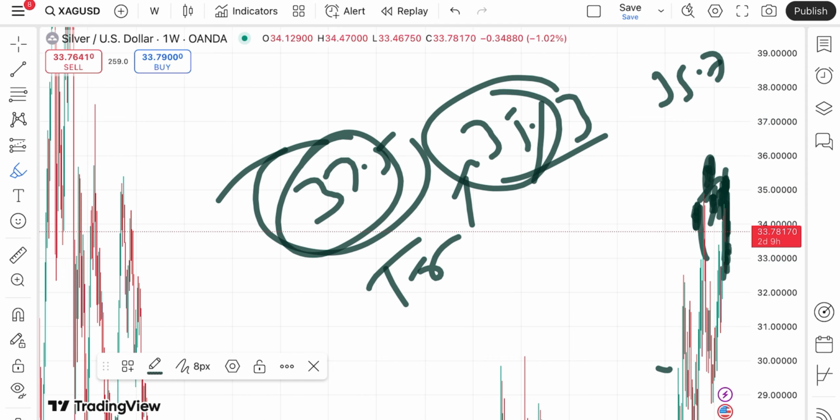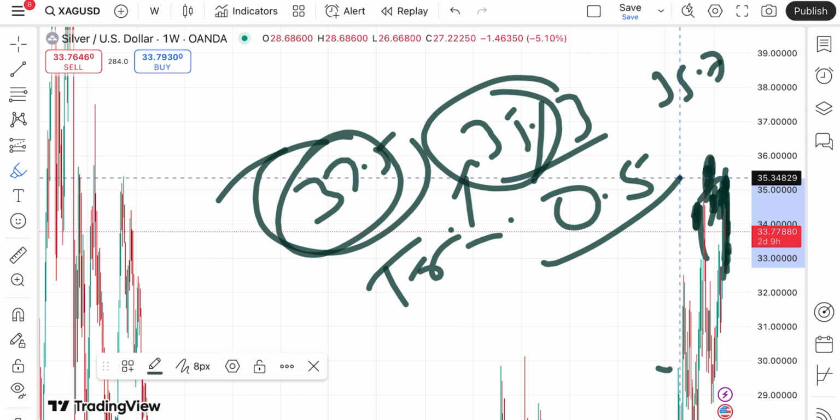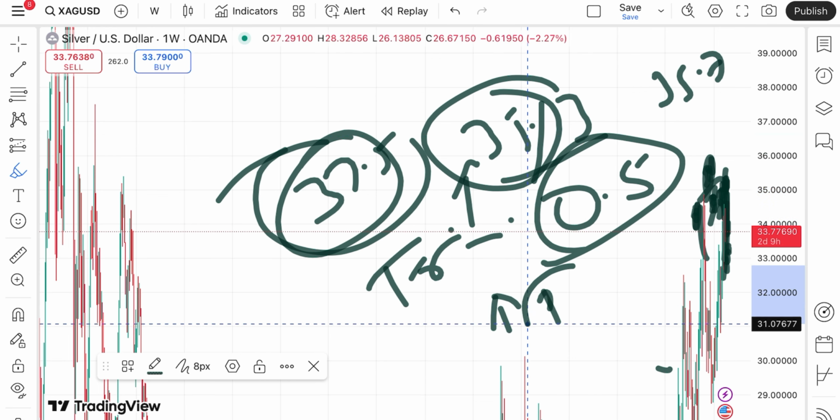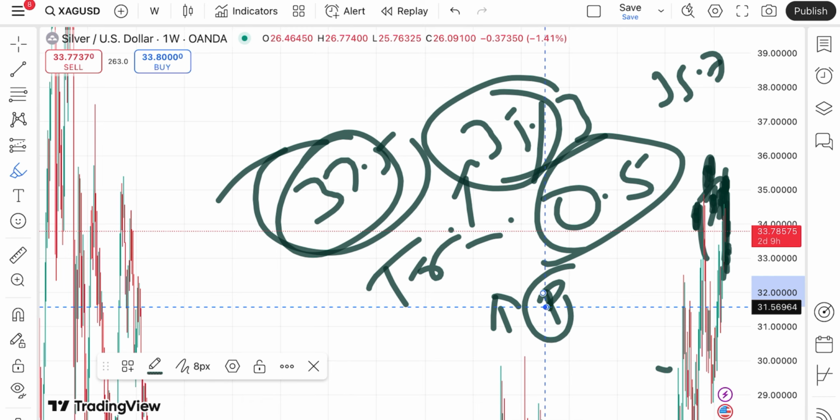So what you can do is trail your SL by $0.5. Okay, so you will capture a big movement towards an upside, as well as you can save your profit. These two things you have to do.